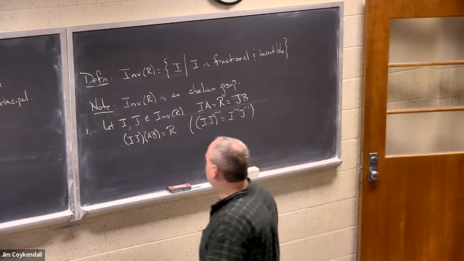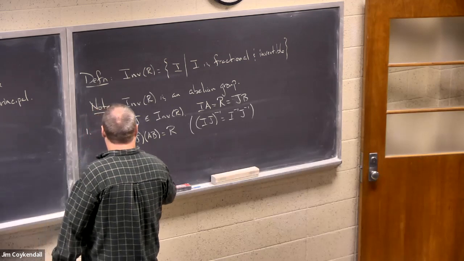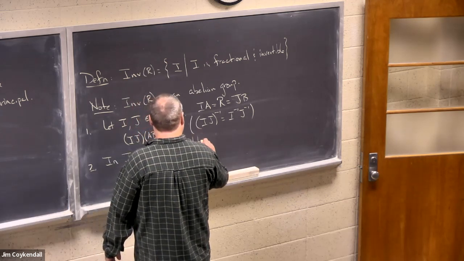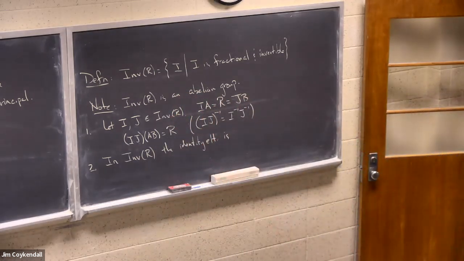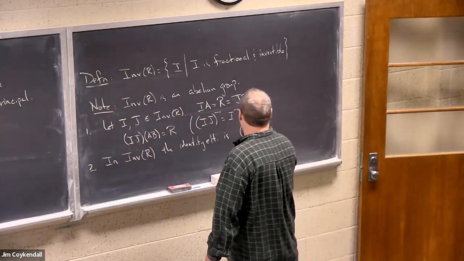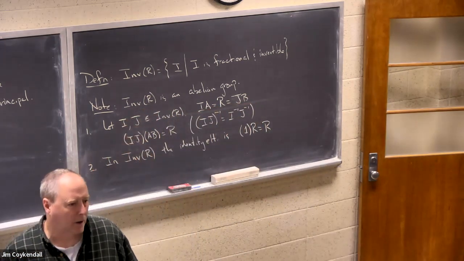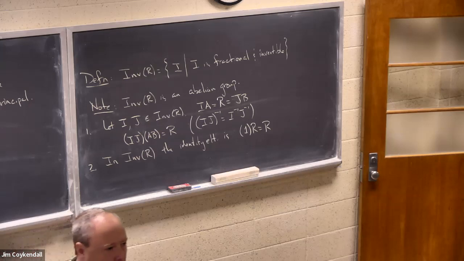Anybody want to guess what the identity element is? What ideal can you multiply by and leaves everything alone? That's right. Multiply any of those invertible ideals by R and you get itself, because R times I is contained in I by the definition of a fractional ideal. And since R has a 1 in it, you can get the equality, right?